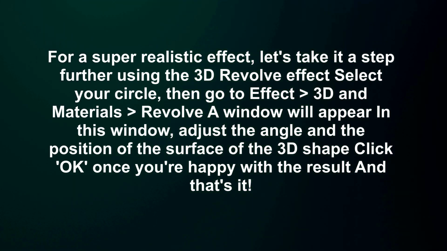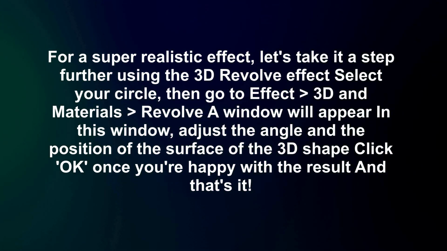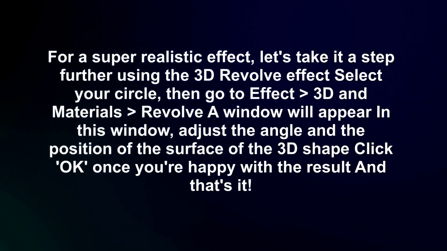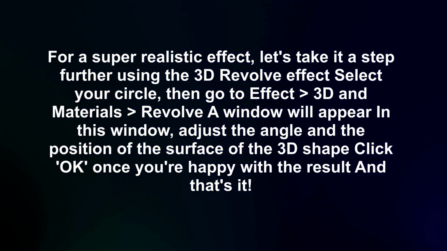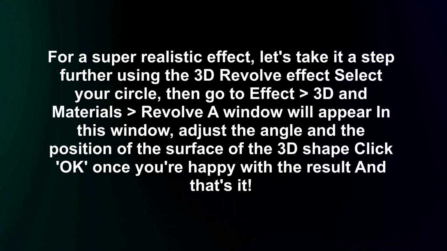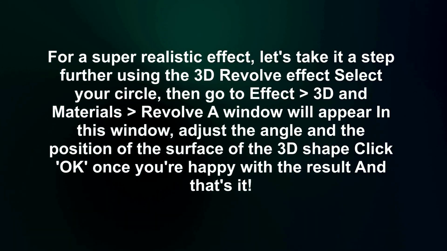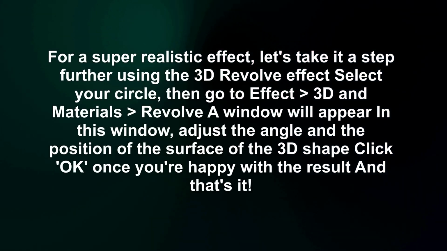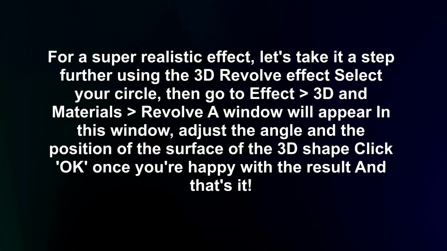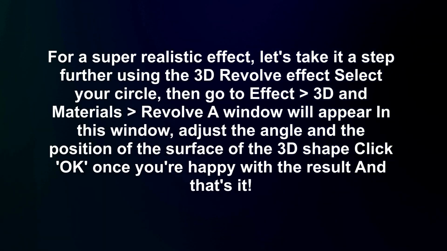For a super realistic effect, let's take it a step further using the 3D Revolve effect. Select your circle, then go to Effect > 3D and Materials > Revolve. A window will appear. In this window, adjust the angle and the position of the surface of the 3D shape. Click OK once you're happy with the result, and that's it.